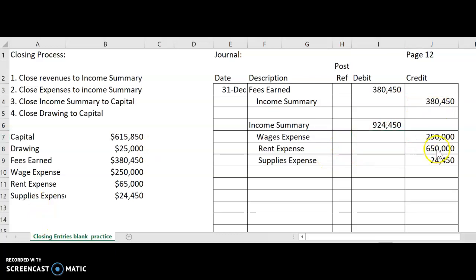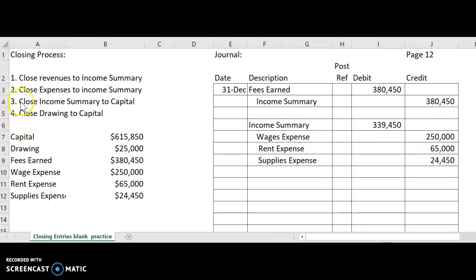Correction here, I have too many zeros on this, so let me fix that. 65,000, and now this is the right number, $339,450. So that completes step number 2, close expenses to income summary. Here are my expenses right here, and I close them to income summary. So step 2 is complete. That means that the balance of fees earned is now 0, and all of my expense balances are 0, meaning they have been closed out.